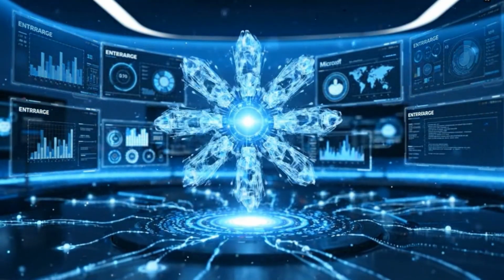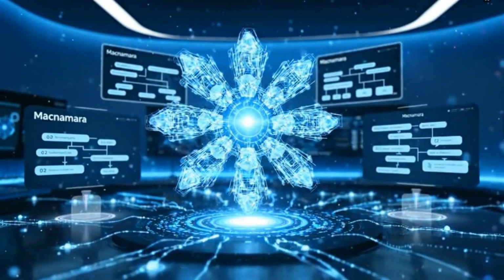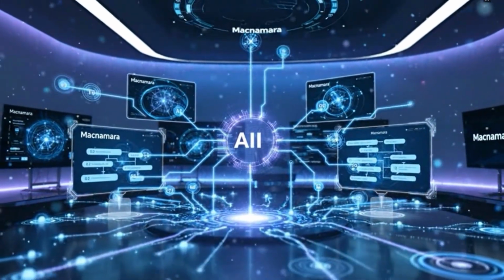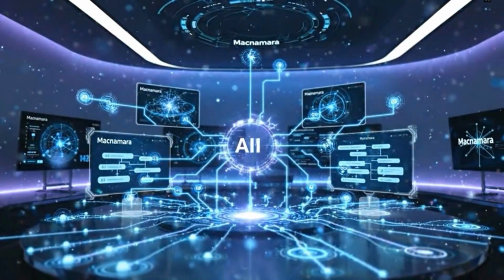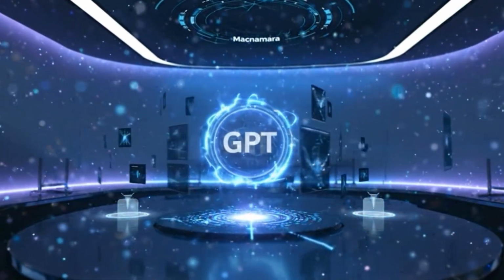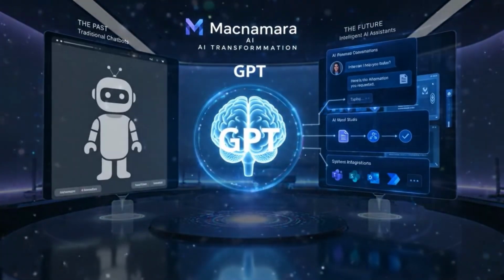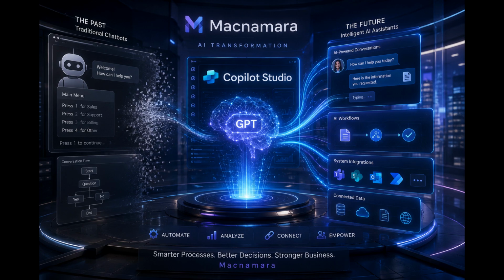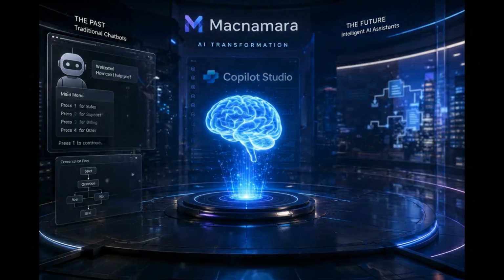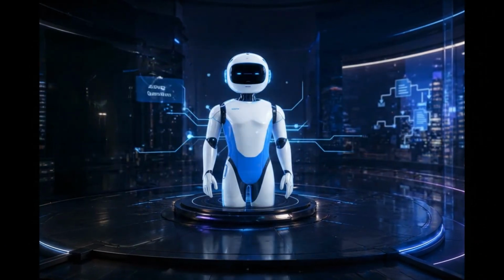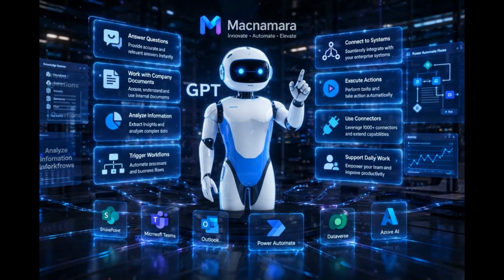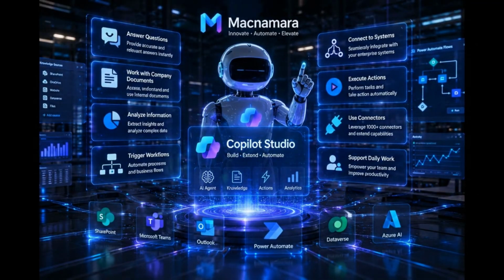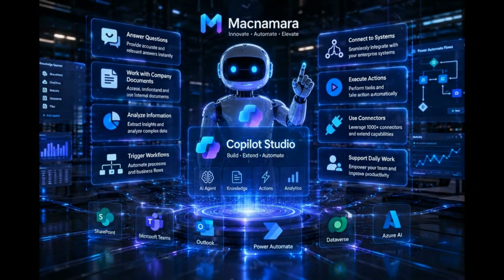Some people may still remember it as Power Virtual Agents, which used to be more focused on classic chatbots and simple conversation flows. But today it has evolved into something much more powerful thanks to AI, GPT models, and automation capabilities. And that's exactly why Copilot Studio allows us to create solutions that can answer questions, work with company documents, analyze information, trigger workflows, connect to systems, execute actions, use connectors, and support users in their daily work.